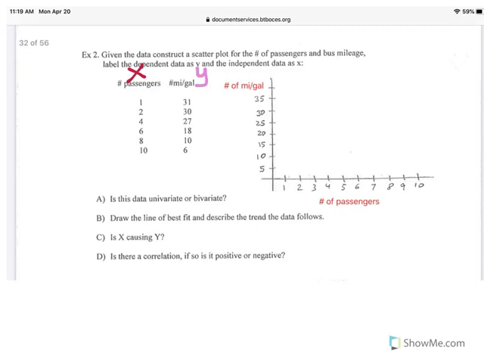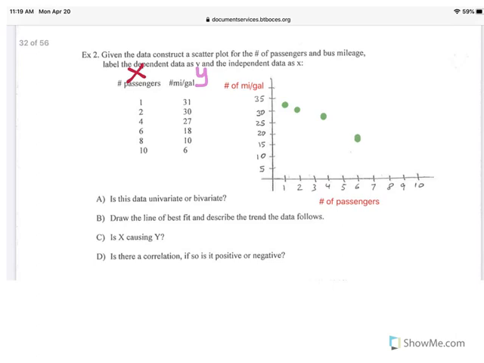And then we're going to go ahead and plot these different points. So your first point, number of passengers is 1, and the number of miles per gallon is 31. So when x is 1, y is 31, we're going to try to just plot a point there. When x is 2, the number of passengers is 2, your y value is 30. At 4 passengers, the miles per gallon is 27. At 6 passengers, the miles per gallon is 18.